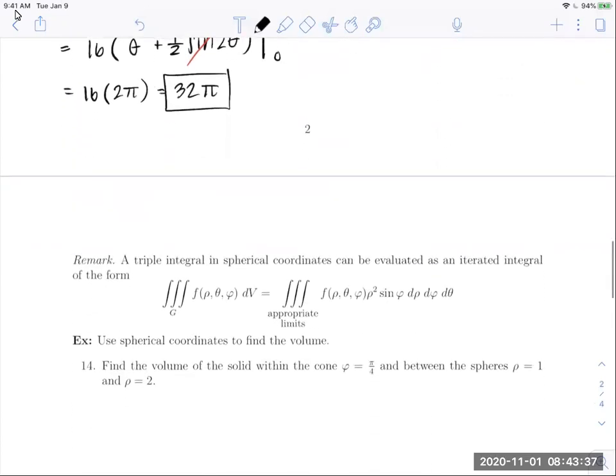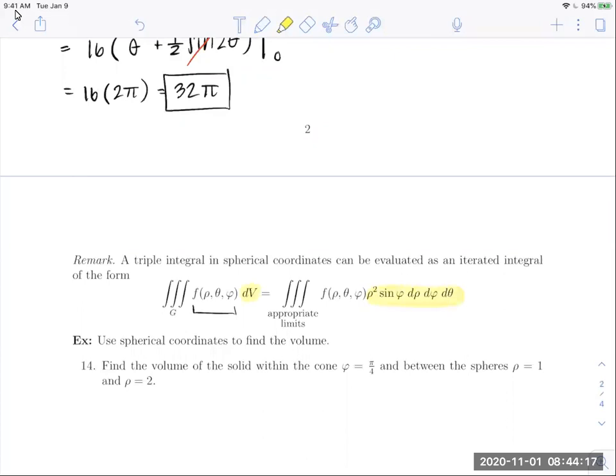Now we'd like to turn our attention to spherical coordinates. And so I have a remark here that says a triple integral in spherical coordinates can be evaluated as an iterated integral of the form. All right, so you'll notice here I'm starting with a function that's already in terms of spherical coordinates. And here's the important thing to catch. The differential dV becomes rho squared sine phi d rho d phi d theta. All right, that is a pretty hefty transformation. So when we get to the exam, I'll be providing this formula for you so that you're not memorizing it.